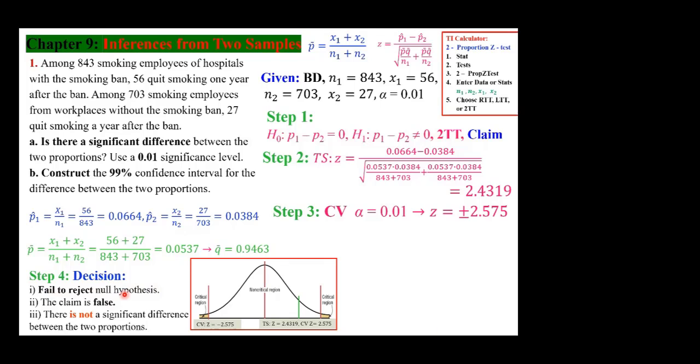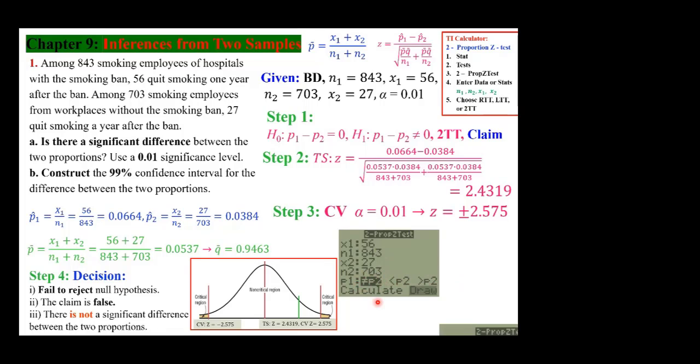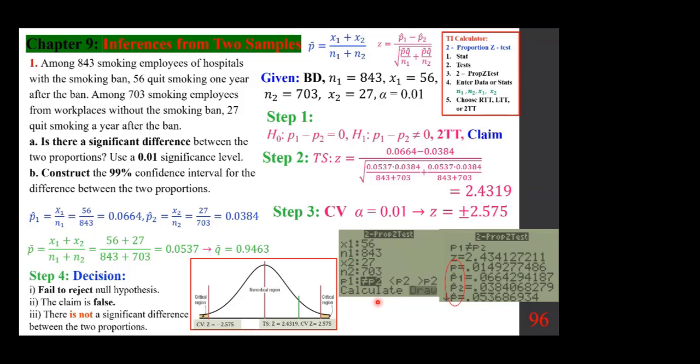If we were to do the technology, we would use two proportion z-test. And we would plug in x sub 1, n sub 1, x sub 2, n sub 2, and we make a decision as to which one, left tail test, right tail test, two tail test. We do the math, and it results in the following. So pay attention to what we have here. This is the test statistic. Again, of course, a lot more decimals when we compare it to ours. P1 hat, P2 hat, P bar, and this one which says P is the P value.